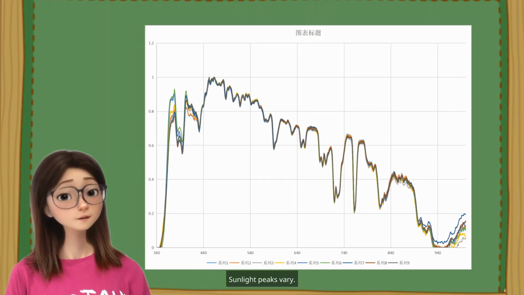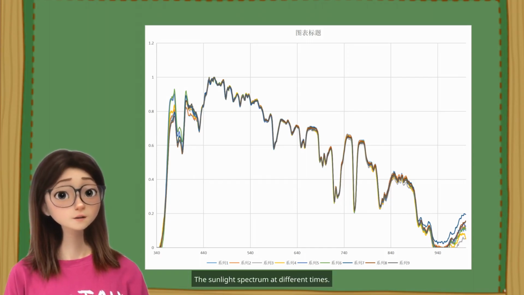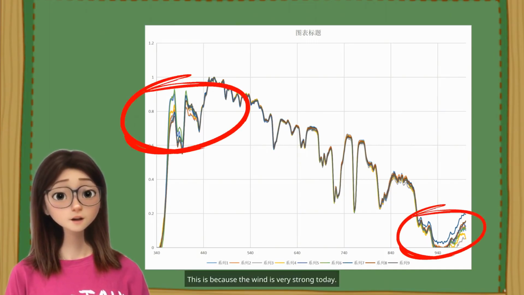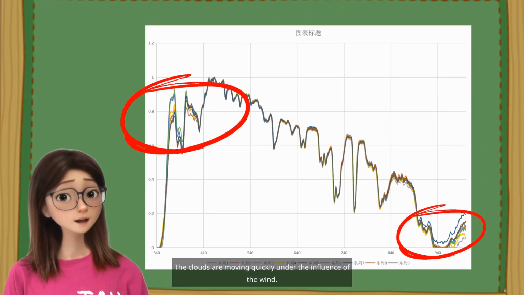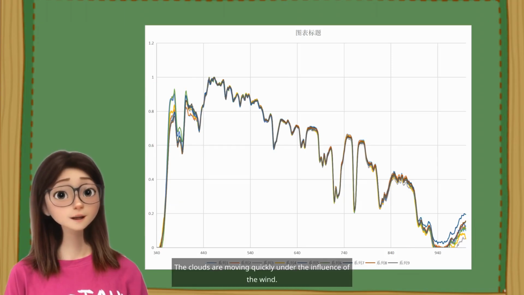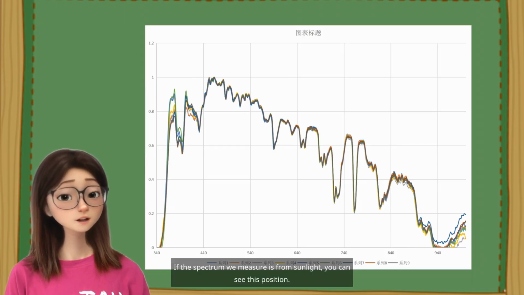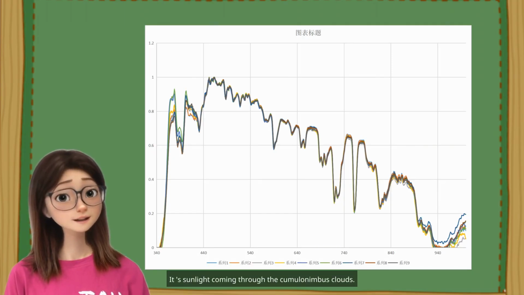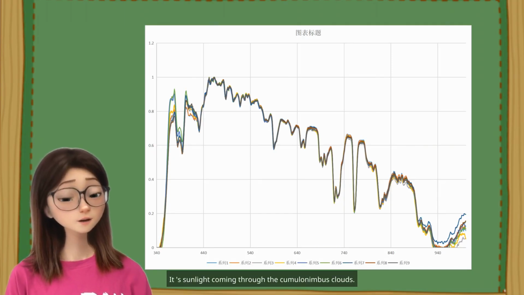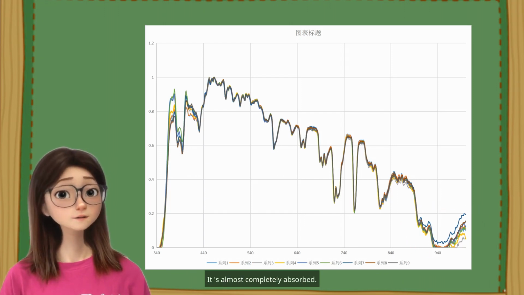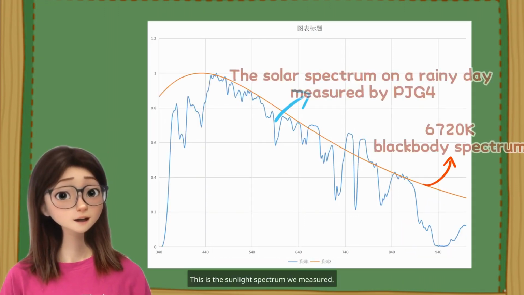Looking at the sunlight spectrum at different times, we found that the amplitudes of some peaks are different. This is because the wind is very strong today. The clouds are moving quickly under the influence of the wind, so this will slightly affect the test results. The spectrum we measure is from sunlight. You can see this position. It's sunlight coming through the cumulonimbus clouds. You can see this position is almost completely absorbed. This is the sunlight spectrum we measured.